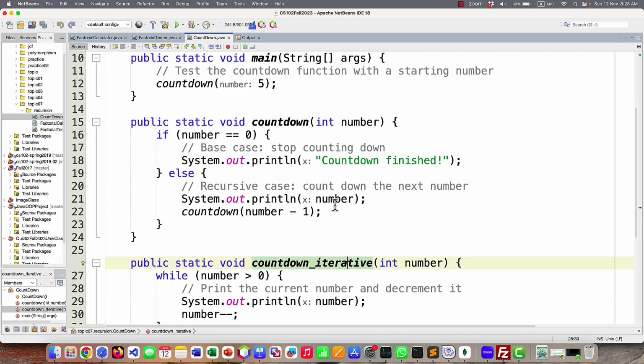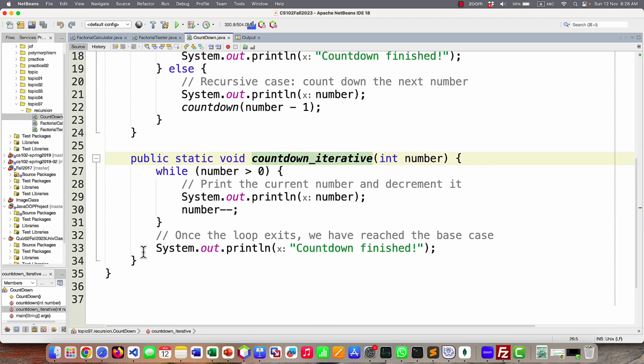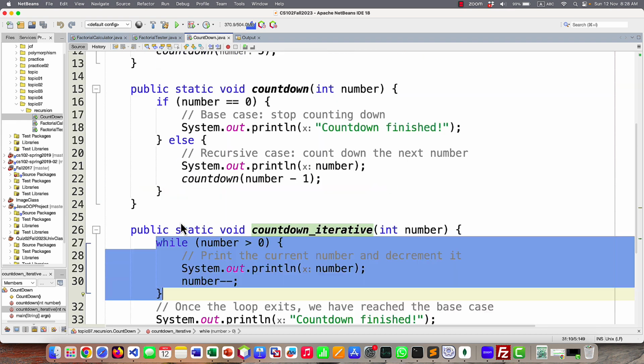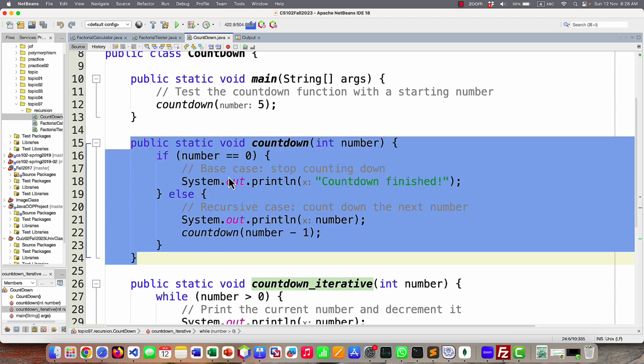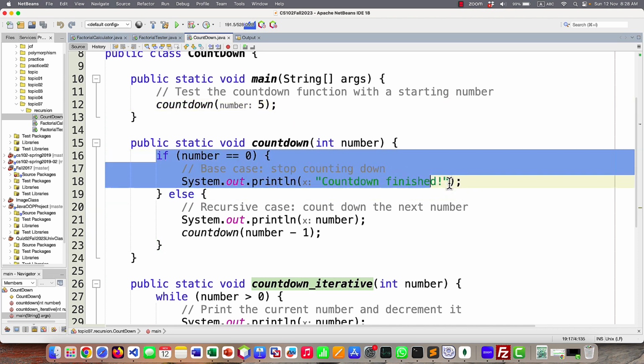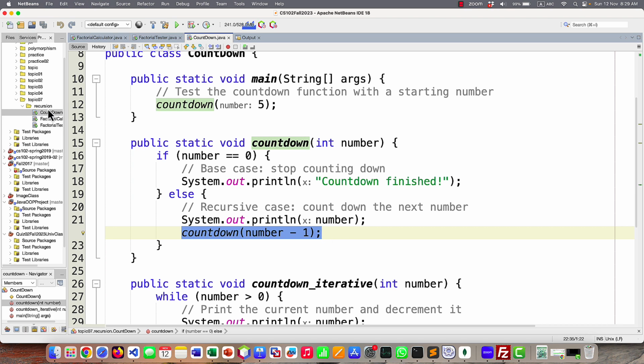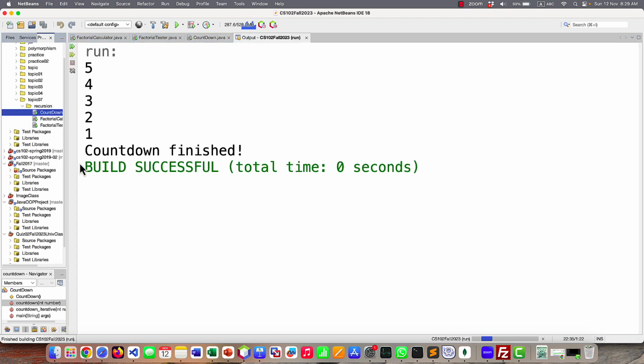Okay, so here I defined countdown as recursive and countdown as iterative, both of them. This one uses a while loop and this one uses a for loop. Look now. So this is the recursion. I will count down number. If number is equal to 0, it will print countdown finished. Else, it will just call countdown again. Now, if I execute this one, 5, 4, 3, 2, 1, countdown finished.